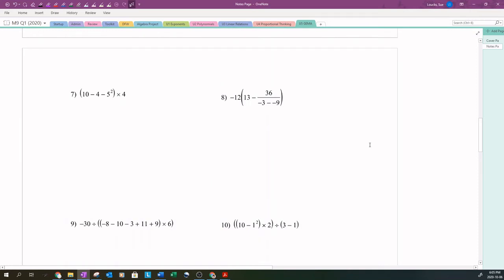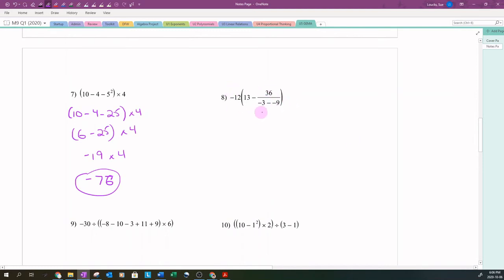I'm going to do what's inside the brackets first. So this becomes 10 minus 4 minus 25, bracket, times 4. 10 minus 4 is 6, minus 25 times 4. That's negative 19 times 4. And my calculator tells me that's negative 76.